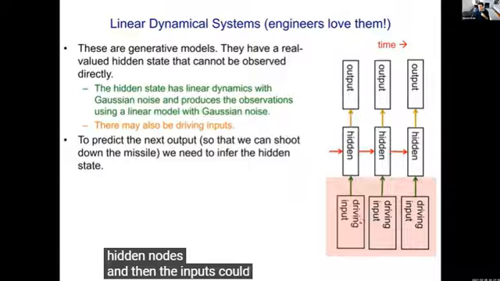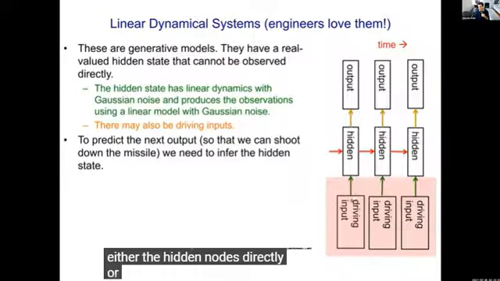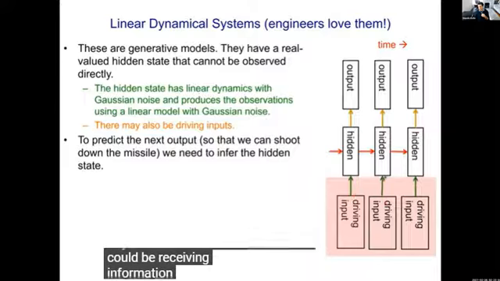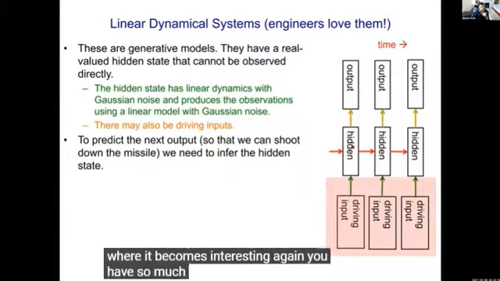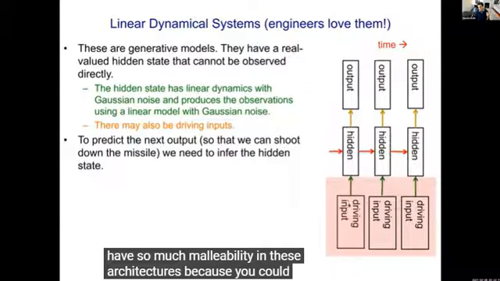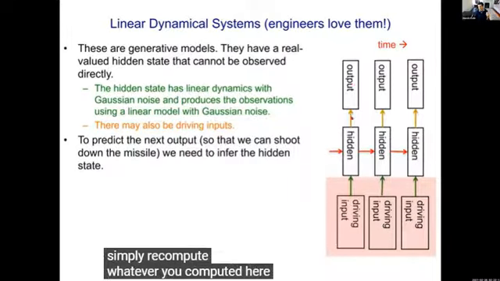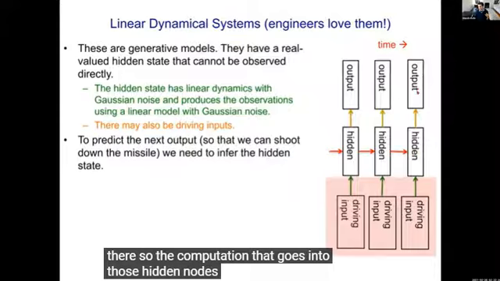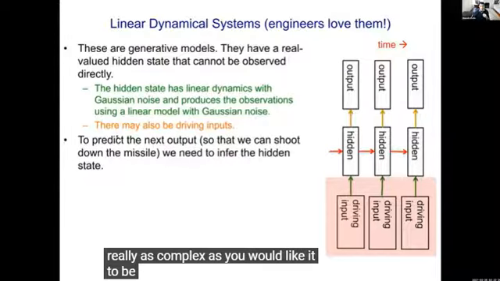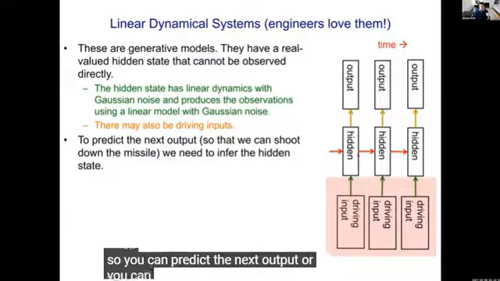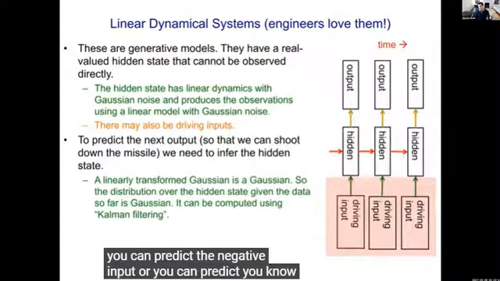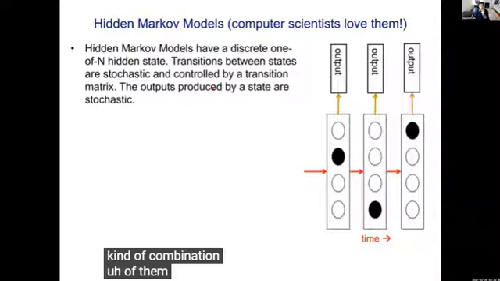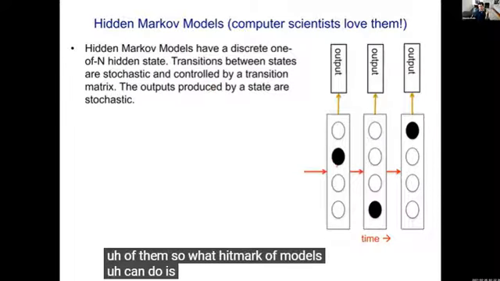And then the inputs could be driving either the hidden nodes directly, or the current hidden node could be receiving information from the input. And that's where it becomes interesting. Again, you have so much malleability in these architectures, because you could actually simply recompute whatever you computed here by simply feeding that there. So the computation that goes into those hidden nodes is really as complex as you would like it to be. So you can predict the next output, or you can predict the next input, or you can predict any kind of combination of them.